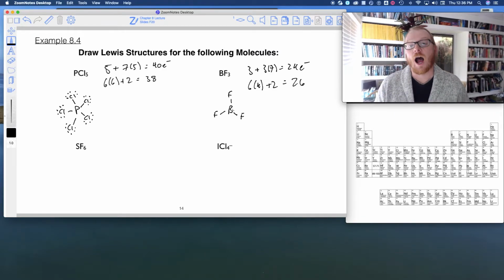Okay, so as I said, boron often takes 3 bonds or 6 electrons. Boron and beryllium both. This is where Clark's rule might confuse you a little bit. So watch out for those boron and beryllium exceptions. And now I'm going to fill in the rest of my electrons.